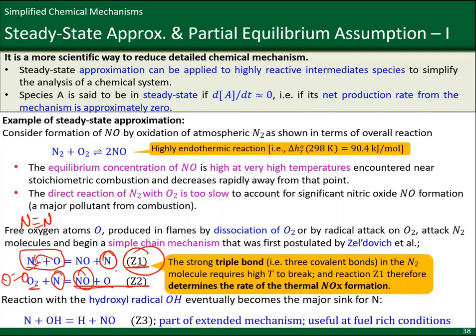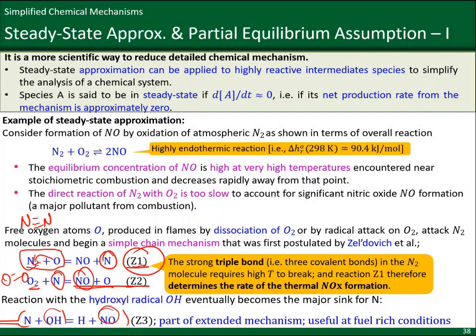But if you go to, let's say, fuel-rich conditions, then another set of reactions may also become more important, such as the Z3 mechanism that I'm showing here, where the nitrogen atom formed in Z1 has the option of attacking O2, but it also has the option of attacking the OH radical. And once it does that, it forms H plus NO, right? But either way, NO is being formed, and nitric oxide is essentially the pollutant that we are after.